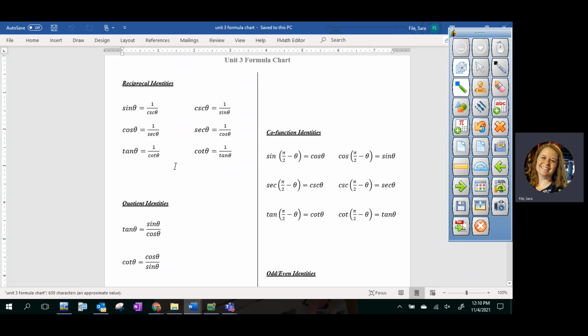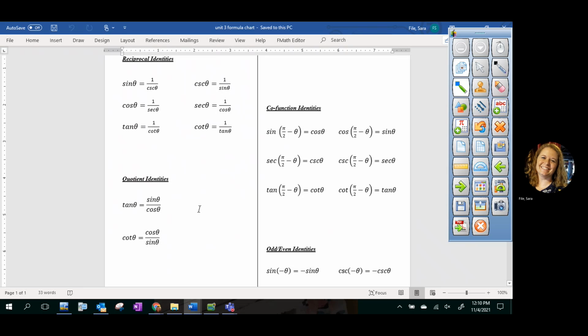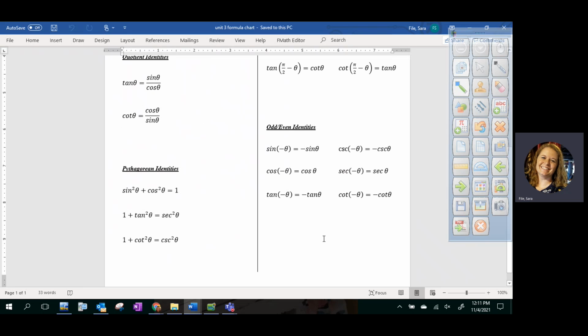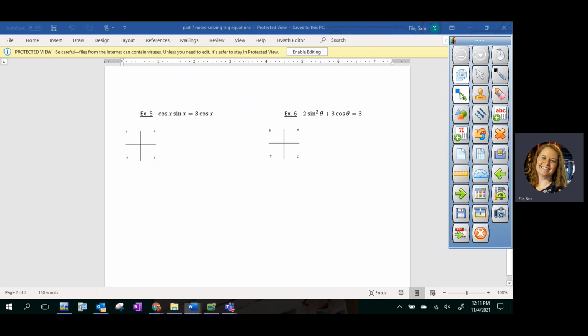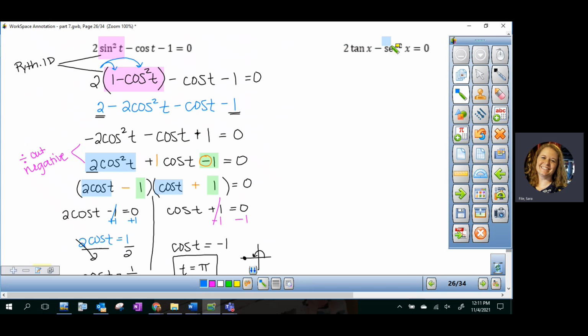Here are our identities. We have reciprocal identities, quotient identities, cofunction, odd, even, and Pythagorean. Is there any identity that has secant and tangent in the same one? This one right here: 1 plus tangent squared equals secant squared. So I can replace secant squared with 1 plus tangent squared, and then the only functions are all tangent, right? Okay, so that's the strategy we're going to try out.